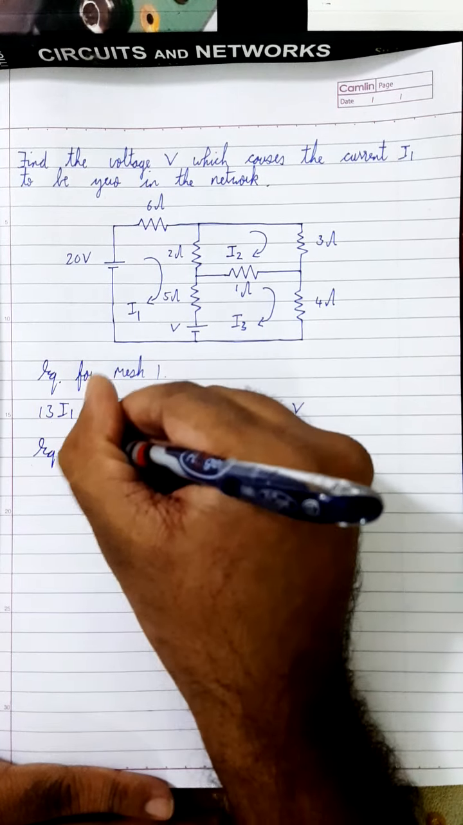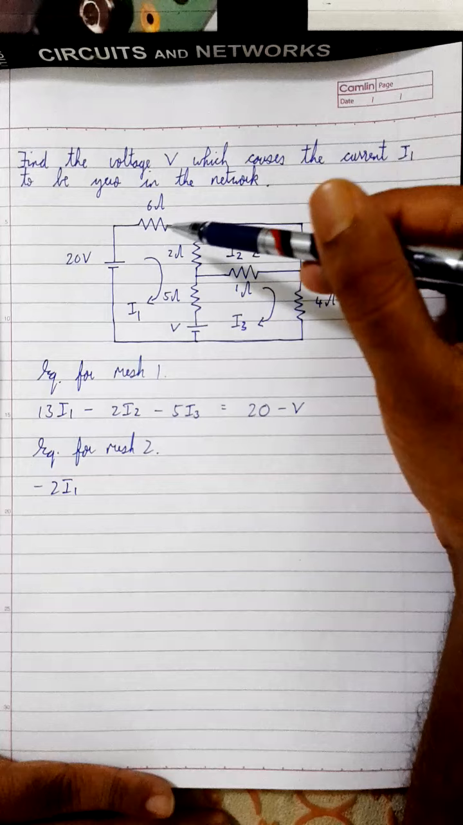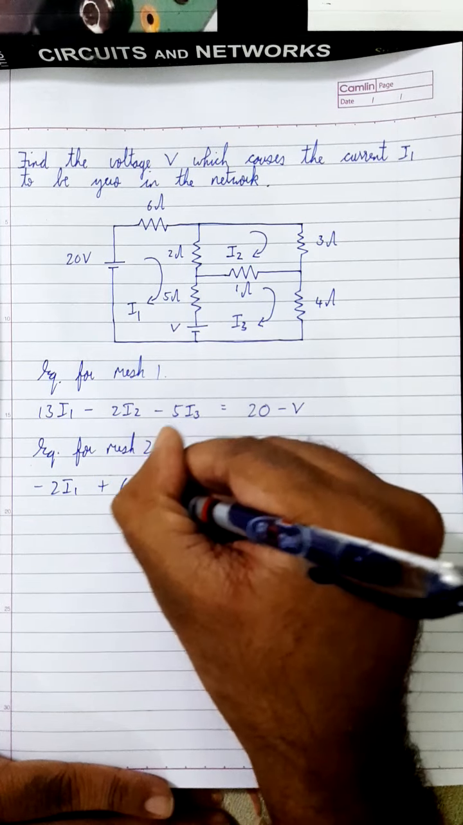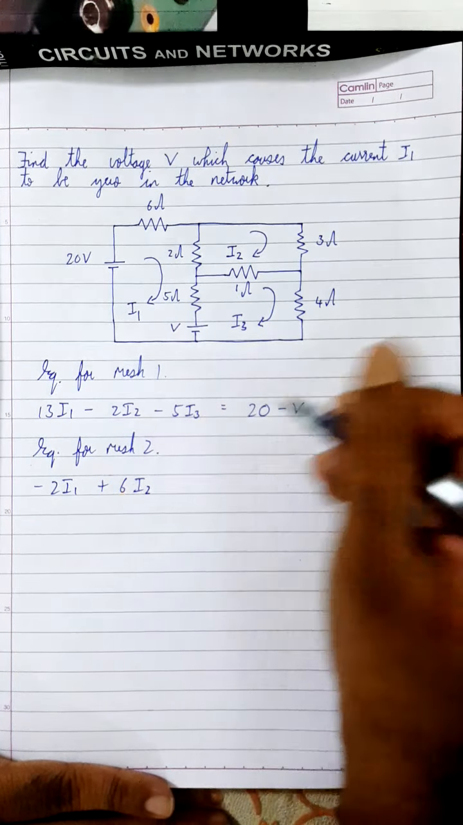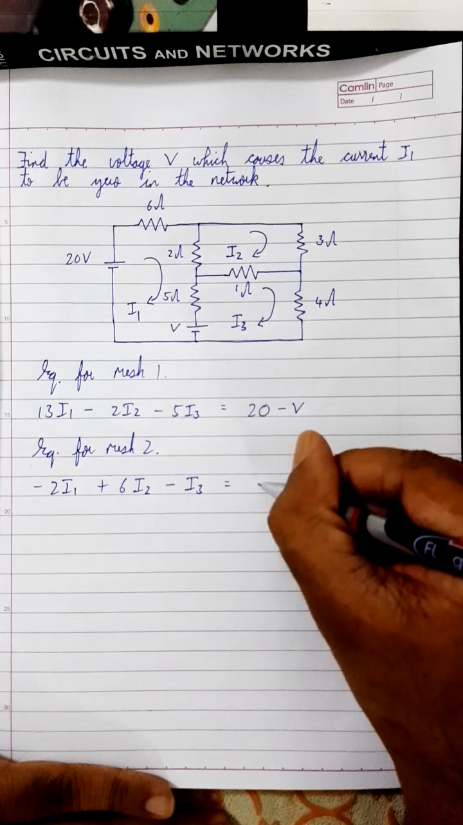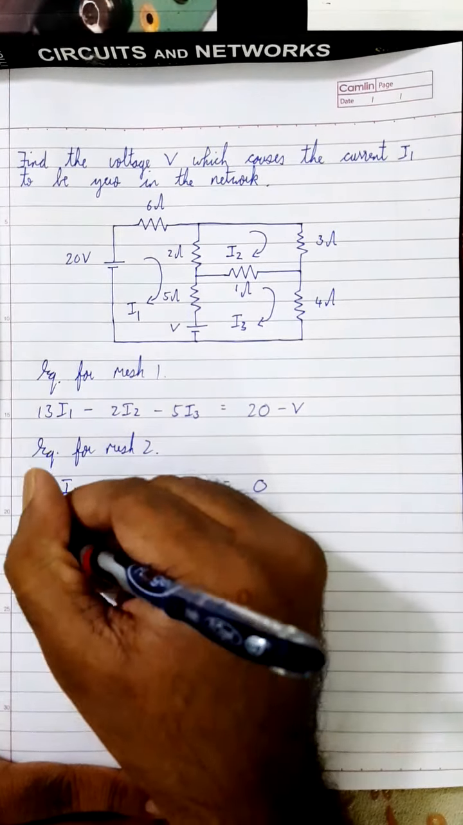Now the equation for mesh 2 is, so this is mesh 2 and here I2 is positive and the remaining currents are negative. Here I1 touches this 2 ohm resistor, so we have minus 2 I1, then I2 touches 2 plus 1 is 3, 3 plus 3 is 6, so plus 6 I2, and I3 touches only this resistor, so we have minus I3 is equal to 0, since there is no voltage source anywhere in mesh 2.